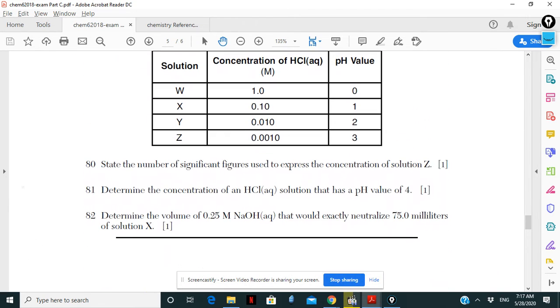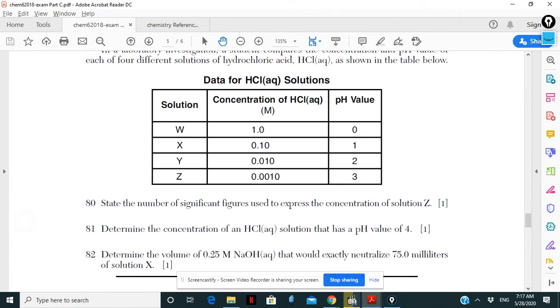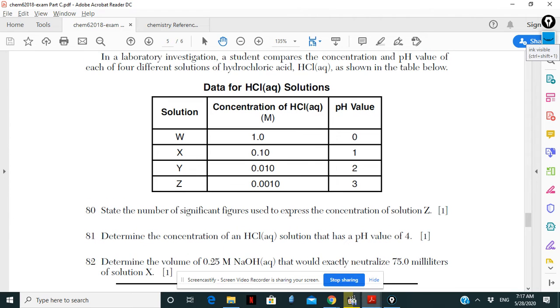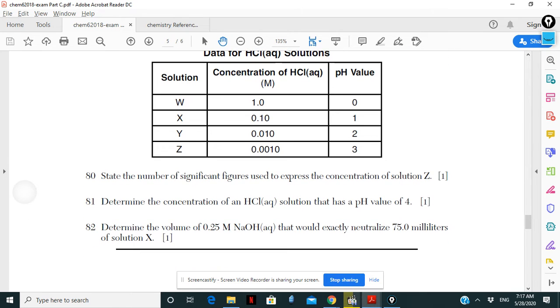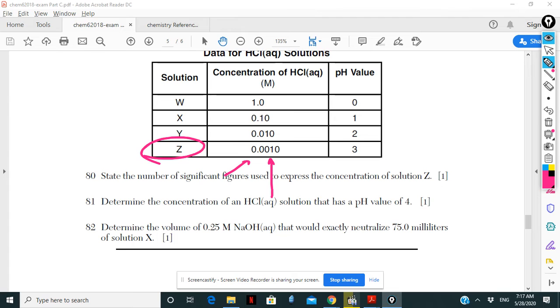Now question number 80 through 82. We have different solutions W, X, Y, Z with different concentrations: 1.1, 0.1, 0.01, 0.001. The first question, 80, asks for the number of significant figures for solution Z. So for solution Z we have a decimal point. Where is the first significant figure? This is a 1. Count to the right, so 1 and 0, so it's two significant figures.